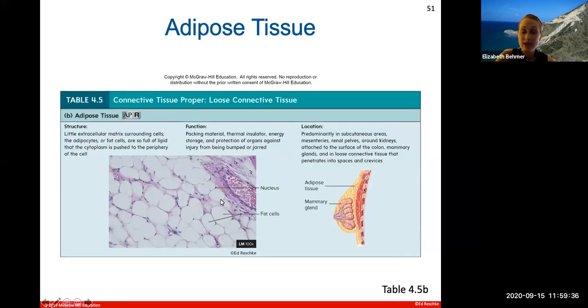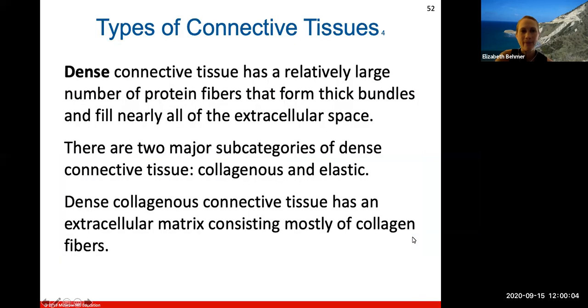Adipose tissue is real easy to spot because it looks like big empty cells. These are all adipocytes or fat cells, and they're filled primarily with fat. They're filled to the gills with fat, so much that they push their nucleus off to the edges. So these are adipocytes making up adipose tissue, located throughout the body to help with packing material, keep your body warm, and energy storage.